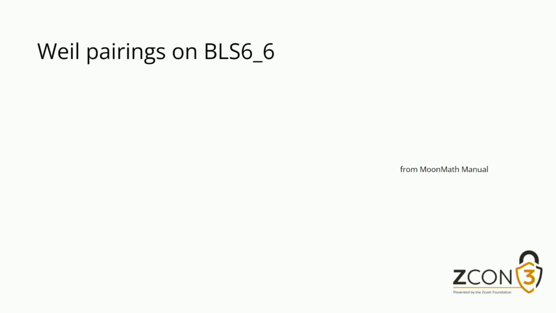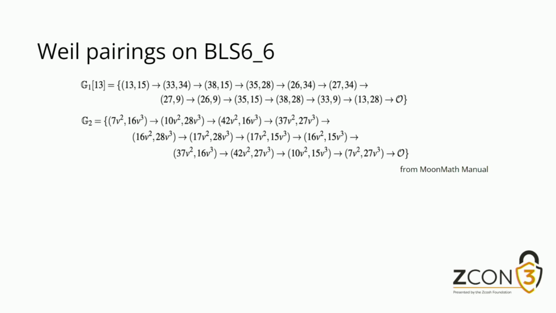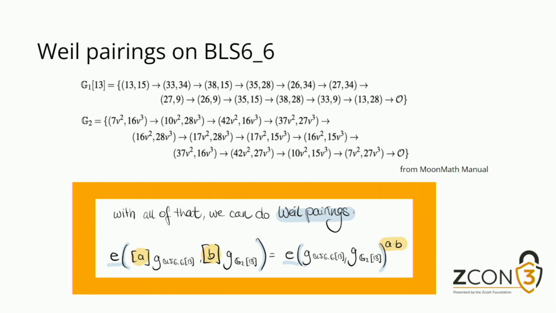And from that, we can actually do Weil pairings. We're going to use that large subgroup. We're using the 13-torsion for G1, and we're generating G2. I'm not going to go into detail because that would be a little bit too much for this talk. But what we can do is get G1 and G2 for the Weil pairing, and we can use logarithmic order, so it's really, really easy then to calculate pairings.